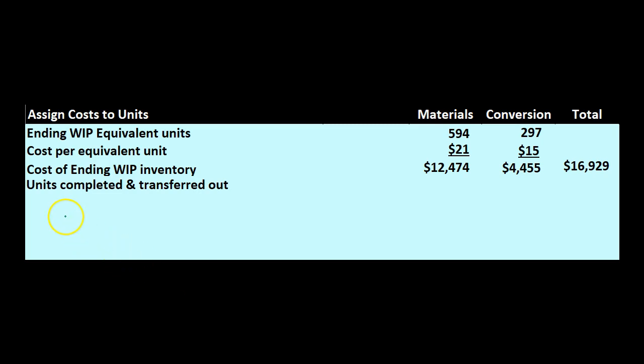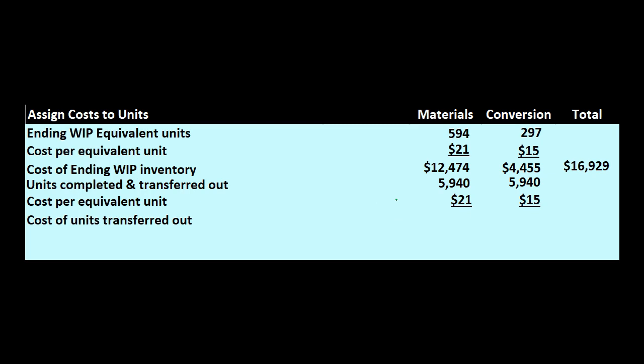Then we're going to have the units completed and transferred out. And we have these numbers in units. Our first calculation, 5940, 5940. We'll take that and multiply it by the cost per equivalent unit, the 21 and the 15, to give us the cost of units transferred out. Multiplying the 5940 times the 21 is the 124,740. The 5940 times 15, 89,100. The 124,740 plus the 89,100 gives us 213,840.